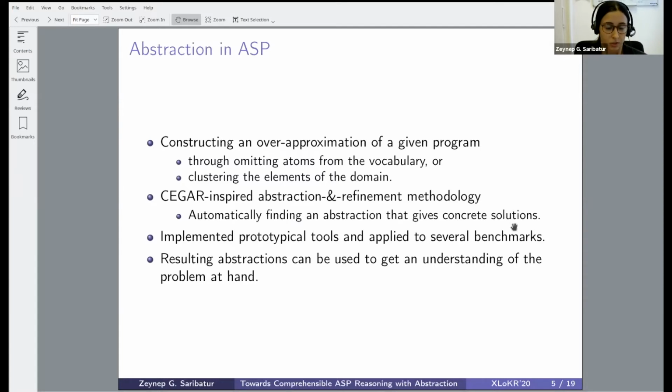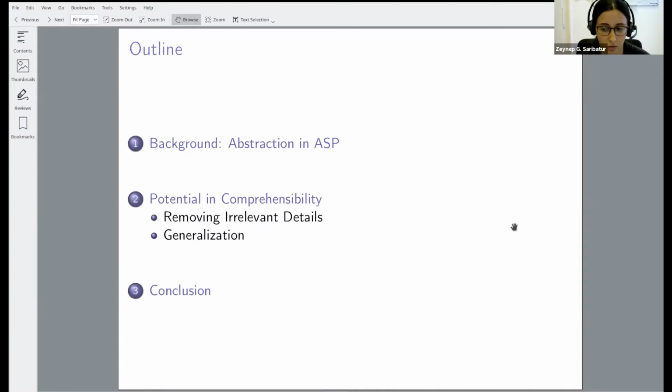We implemented them in some tools and applied them to several benchmarks. And in the end, we realized that the resulting abstractions can actually be used to get an understanding of the problem at hand. So this is what I will talk about here. Since I have quite a lot of time, I will first give a bit of background on this abstraction notion for ASP, and then I will talk about its potential in comprehensibility, and then I will conclude.